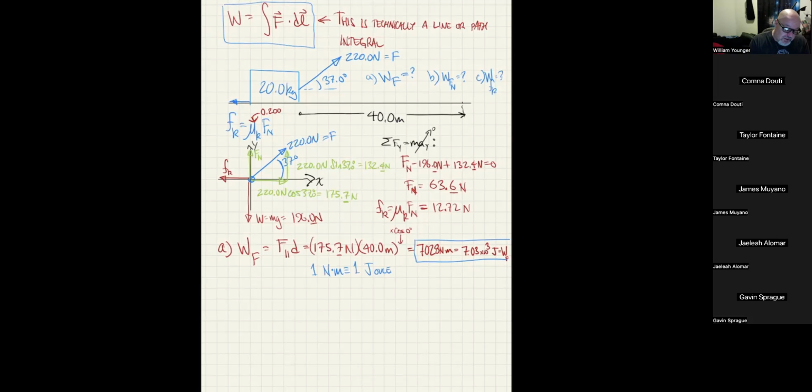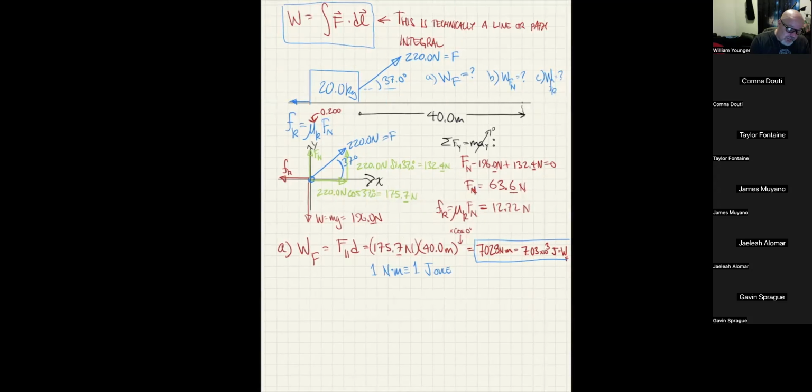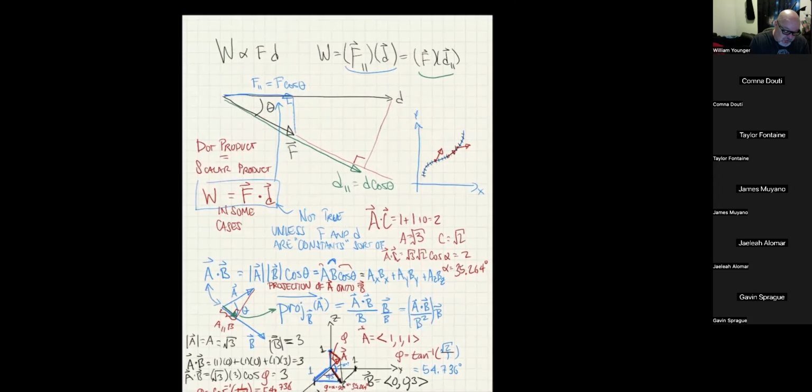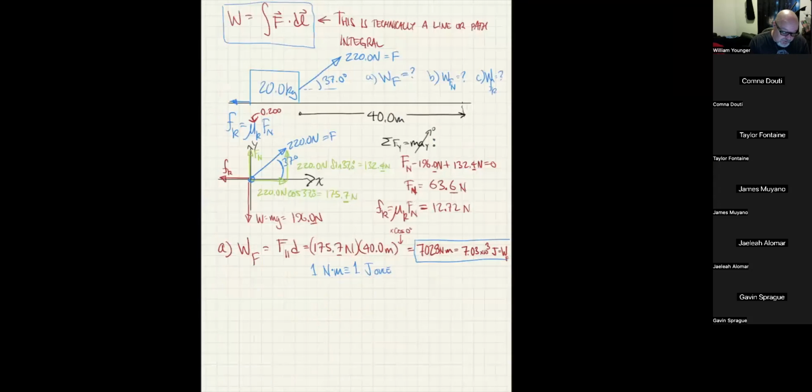Now let's do part B, which is the work done by the normal force. So remember, the dot product is what we're using, but the dot product has to come with that little drawing here. It's A times B times the cosine of the angle between them when they're tail to tail.